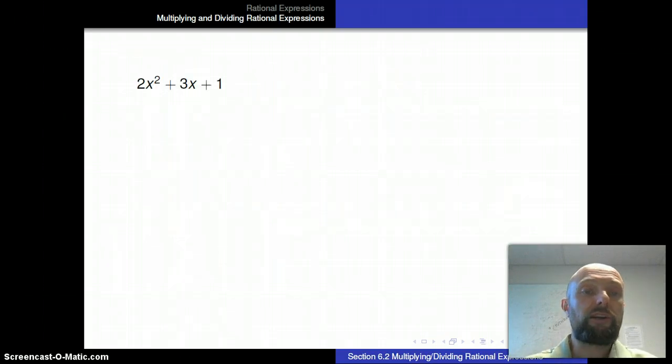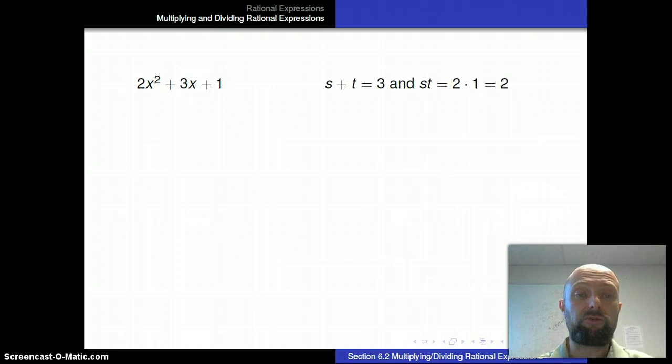Next we look at 2x squared plus 3x plus 1. Again, this is the AC method. We are looking for two numbers whose sum is 3 and whose product is 2 times 1, which is 2. We see that 1 and 2 work. 1 plus 2 is 3, and 1 times 2 is 2. So we have to split the term 3x. Since our numbers are 1 and 2, we rewrite 3x as x plus 2x.